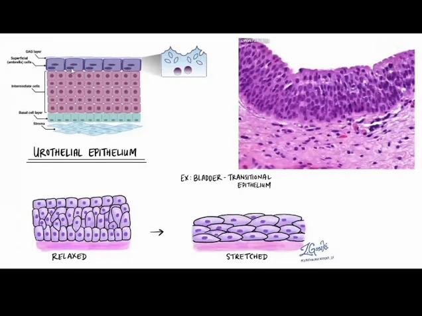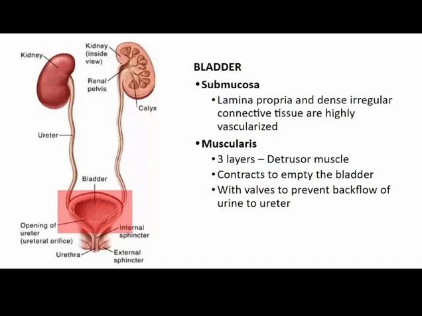Okay, this one is also an illustration up here. These are the umbrella cells on top, then the intermediate region, where you can see the cuboidal cells, the basal layer, and the stroma. So that is the transitional epithelium.